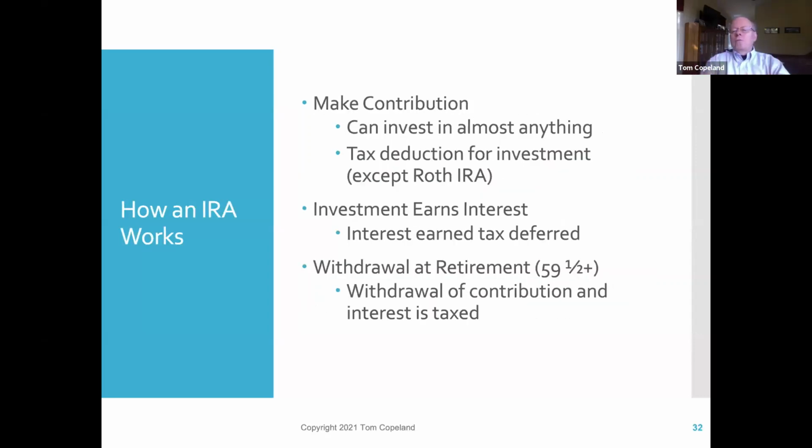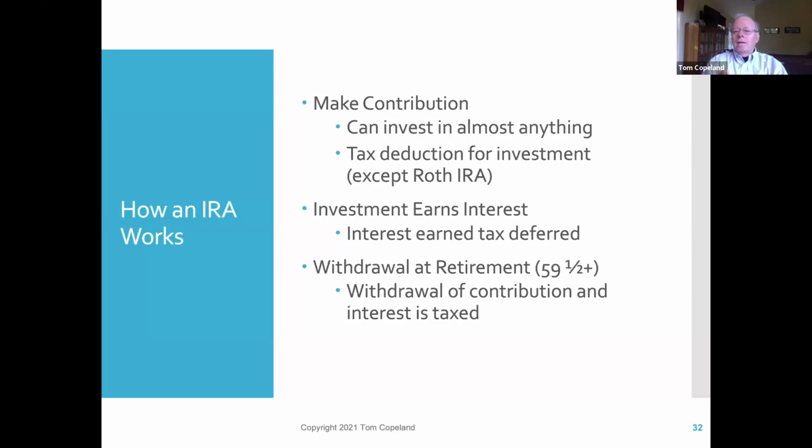You make a contribution, you put some money in. As I said, you can invest in almost anything. You'll get an immediate tax deduction by putting this money in. It'll help reduce your personal taxable income, except for the Roth IRA, which is different, and I'll explain that in a minute.